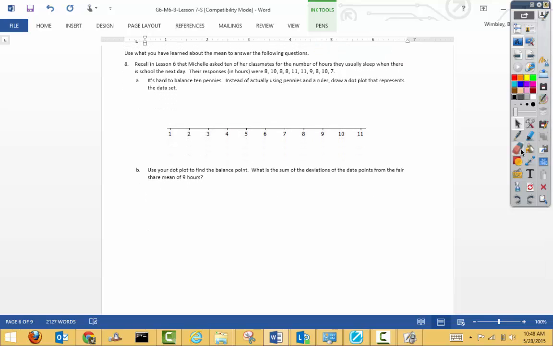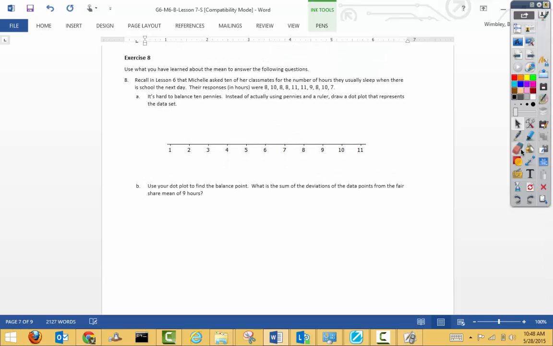Okay, exercise 8. Use what you have learned about the mean to answer the following questions. Recall in Lesson 6 that Michelle asked 10 of her questions for the number of hours they usually sleep when they're at school the next day. Their responses were 8, 10, 8, 8, 11, 11, 9, 8, 10, 7. So it's going to be hard to actually put 10 pennies on a ruler. So now we're going to switch to dot plots because we're using larger data sets.